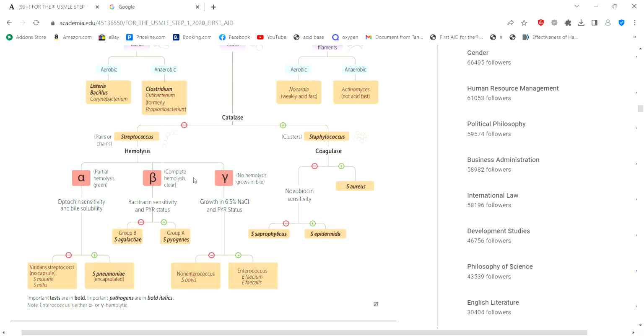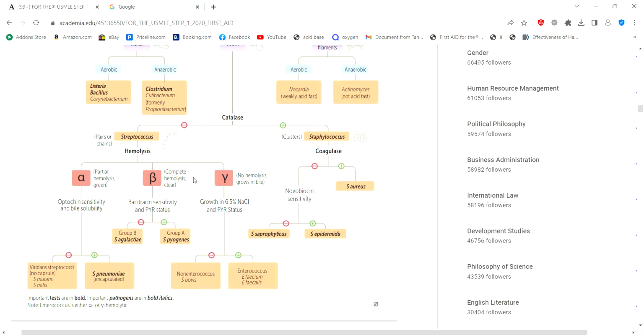Okay, so beta hemolysis, and now we go into Group A strep, Streptococcus pyogenes. It is bacitracin sensitive, so it will be destroyed by bacitracin, and its PYR status is positive. So PYR status will be positive here.